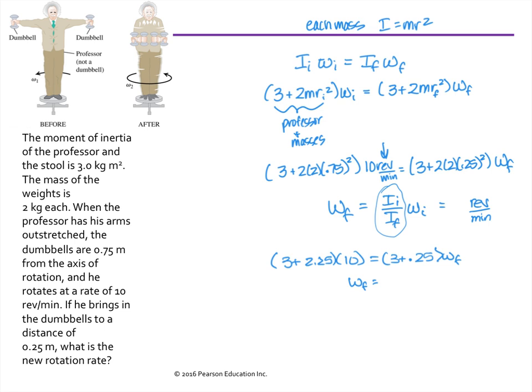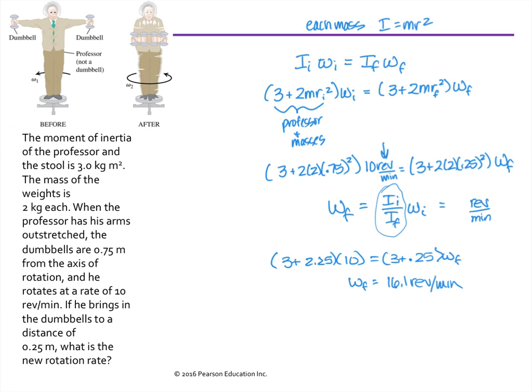All right, so I put in the values, did a little bit of calculation here, and omega final is going to end up to be 16.1 revolutions per minute. It's sped up just as you expected.